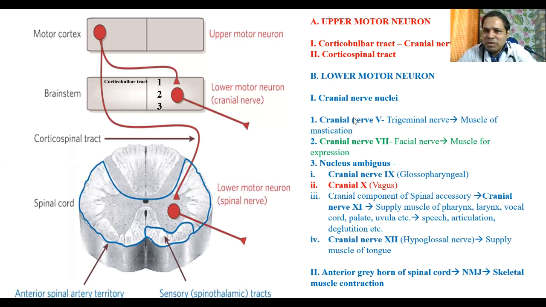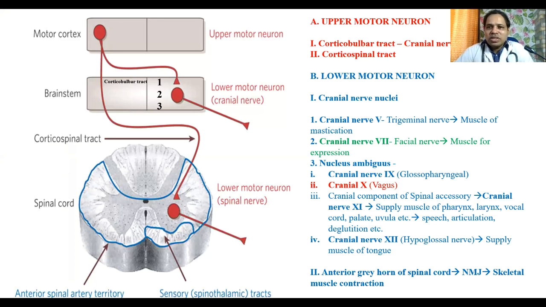This all is the lower motor neuron of the brain stem. And if you come to the lower motor neuron from the spinal cord, we have the anterior gray horn of the spinal cord, which goes to the neuromuscular junction and then to the skeletal muscle for its contraction. Right? Now we'll see what happens if there is a lesion.